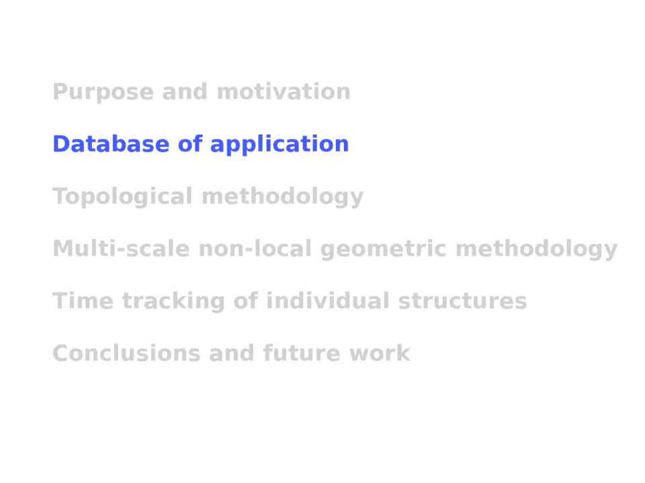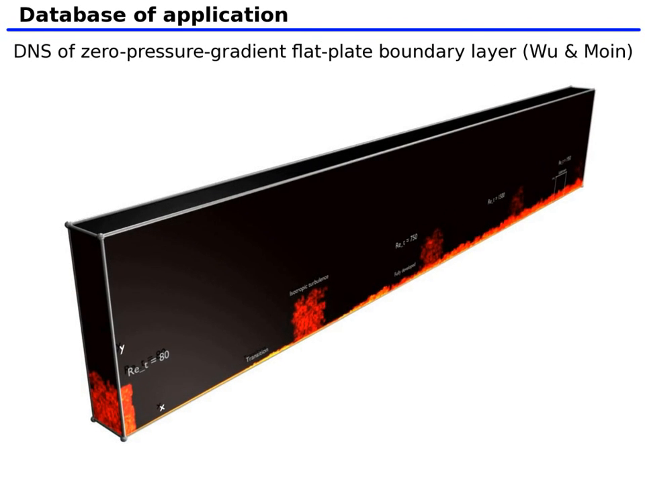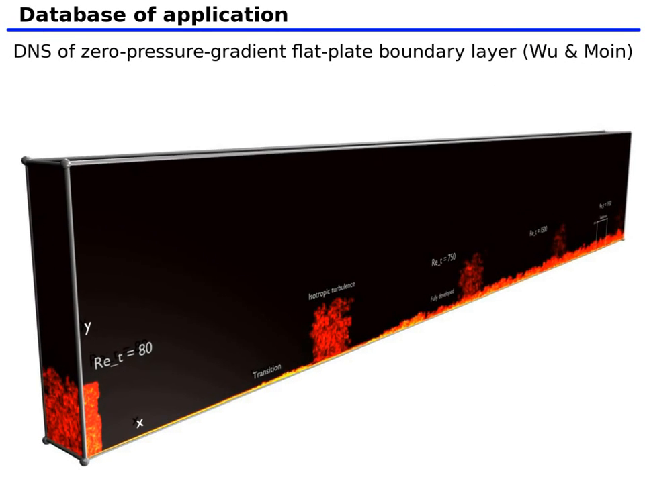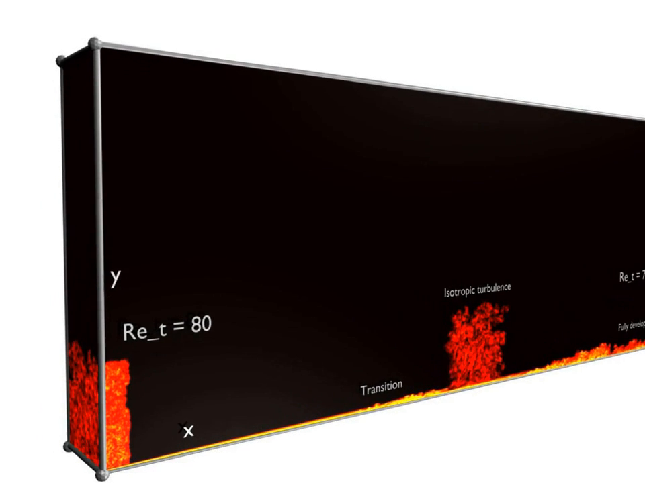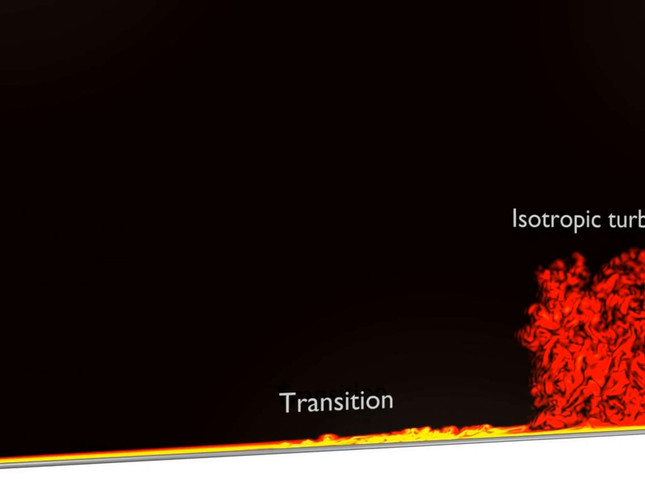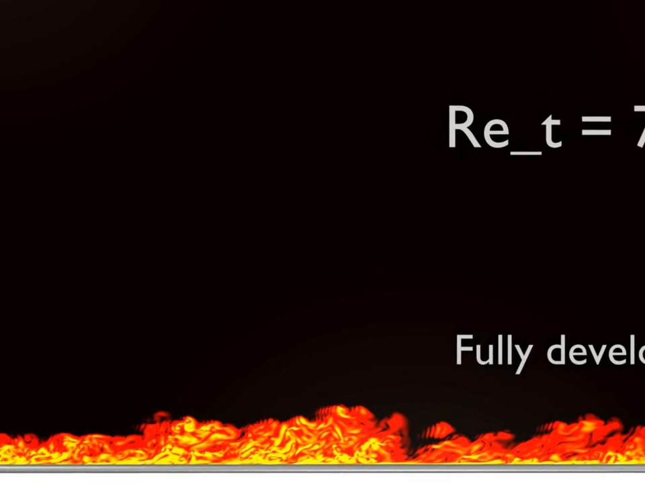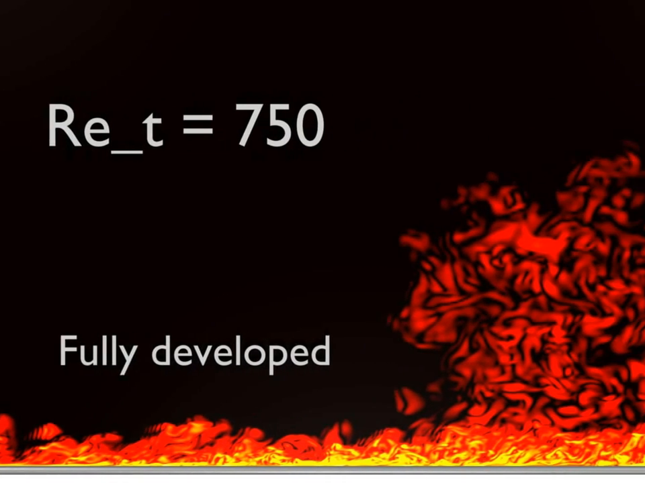The data used for this research is a result of a DNS of incompressible boundary layer over a smooth flat plate at a zero angle of attack carried out by Wu and Moyne. The Reynolds number based on the momentum thickness ranges from 80 at the inlet to about 2000. The turbulence becomes fully developed at Re theta of approximately 750. To facilitate the expedient transition, patches of isotropic turbulence were periodically introduced at the inlet.